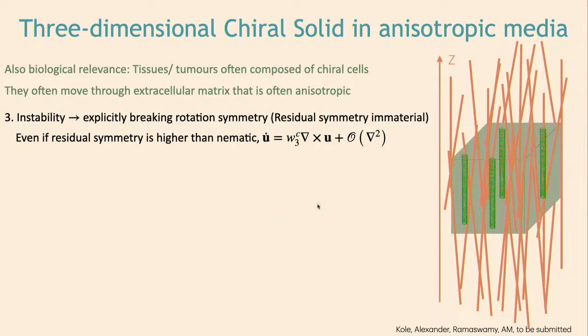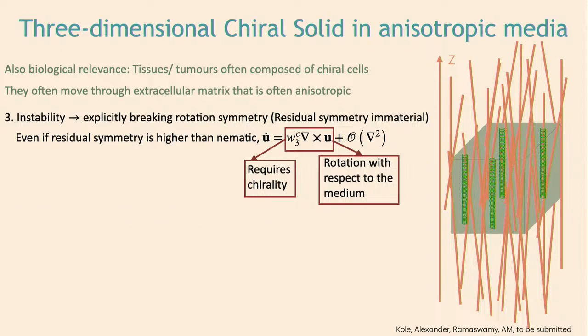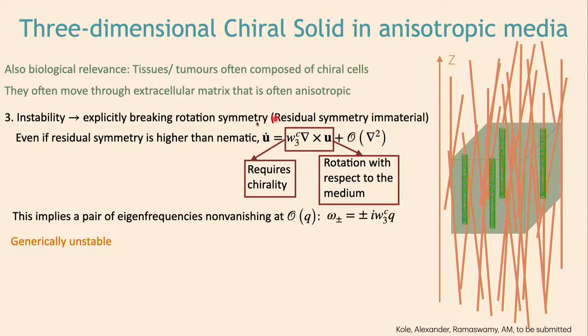So basically, if you have an external reference, rotating with respect to that reference is not a symmetry, right? So you can have a force density proportional to the curl of u, which is the rotation with respect to a medium. But if you have that, you can immediately see that you have an eigenfrequency. This you can immediately solve, and you can see that you have a pair of eigenfrequencies, one of which is unstable. Okay.